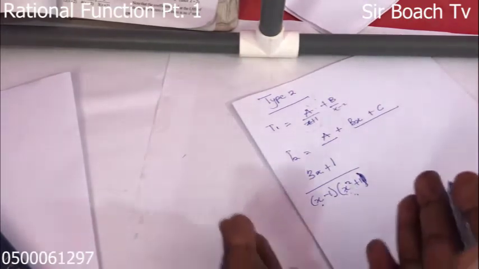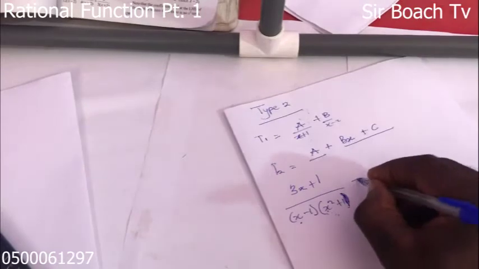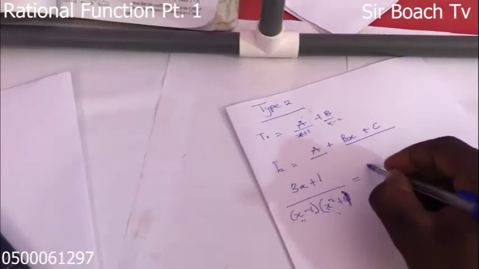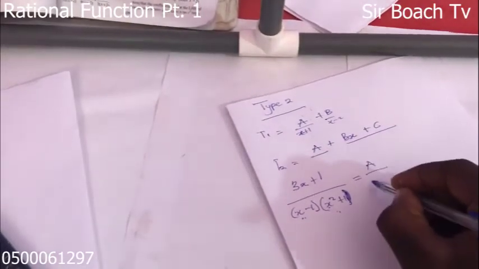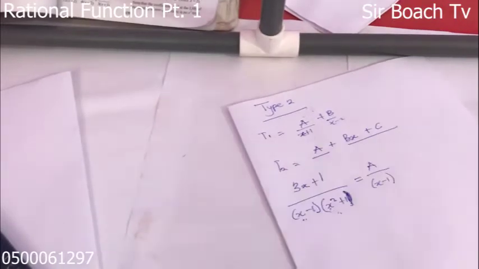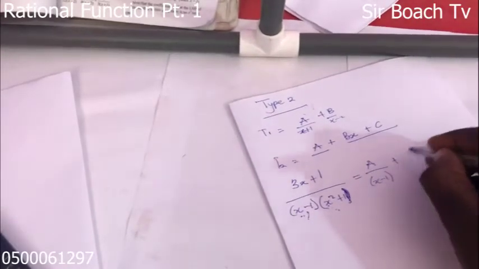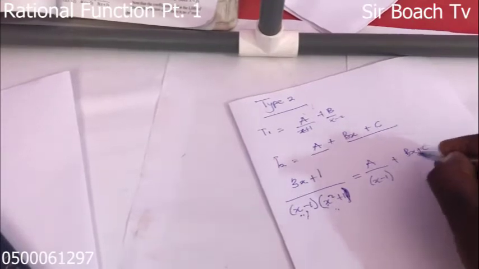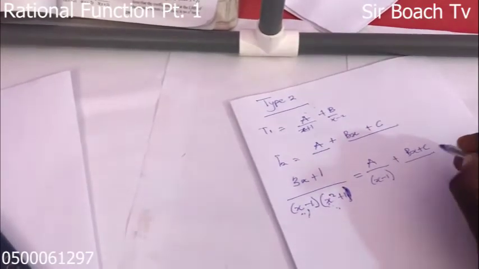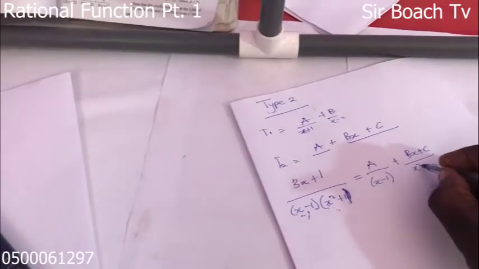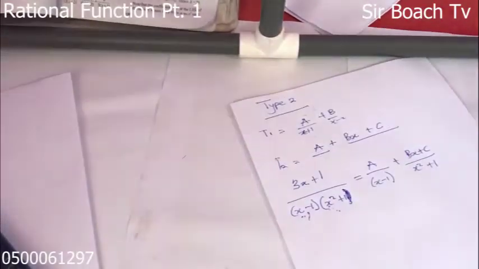So when we are expressing this one, the first one will go with the a. So a over x minus 1. Then we close it. Okay, a over x minus 1. That's this one. Then the plus bx plus c will go with the quadratic factor, that is x squared plus 1. So that's how we will express it.